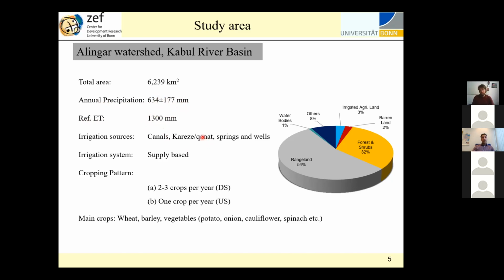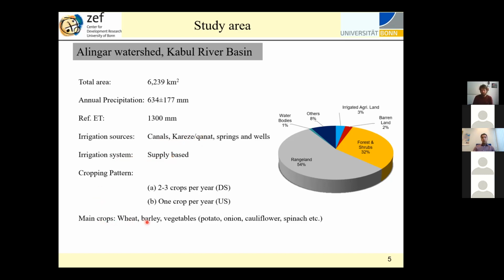The irrigation sources in this very watershed are canals, quarries, which are the underground channels, springs and wells. Similarly, the irrigation system is supply-based. That means whatever the amount is available, that's being distributed among farmers. So it's not really the crop water demand that's being fulfilled, but rather the amount of water which is available is being distributed among the farmers.